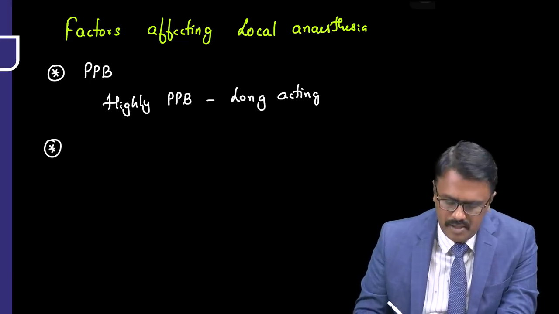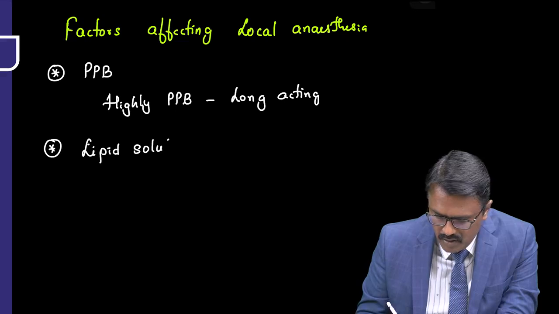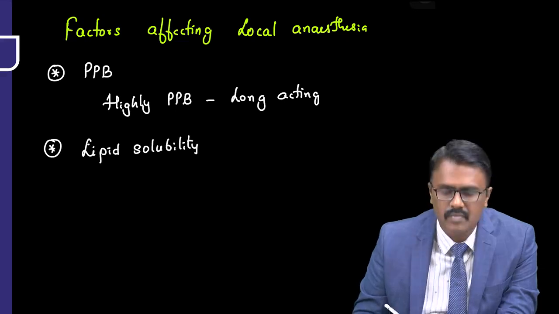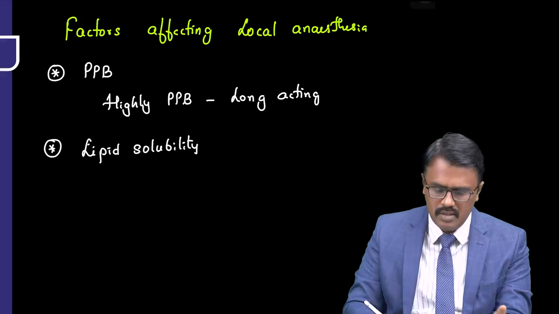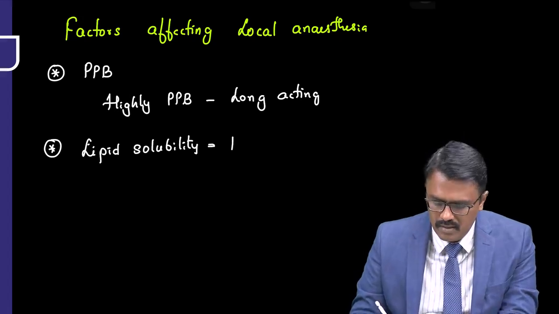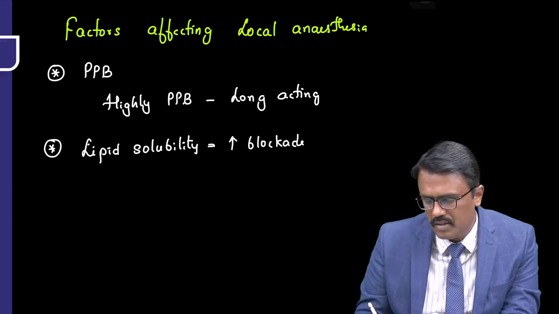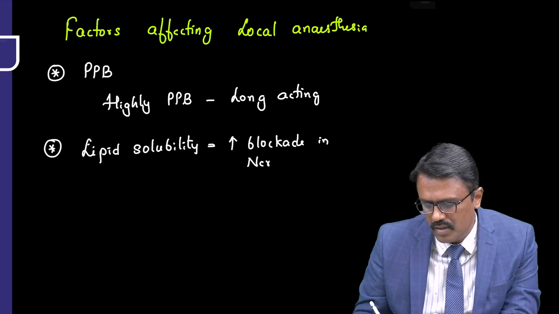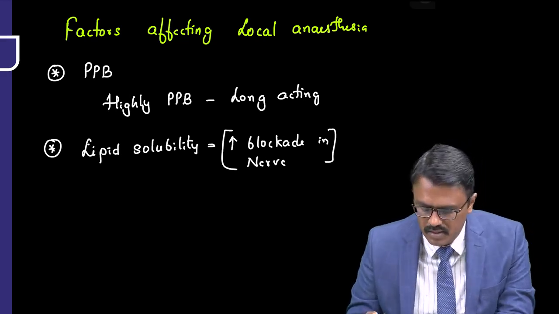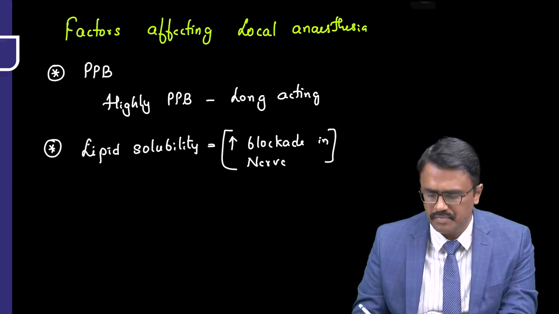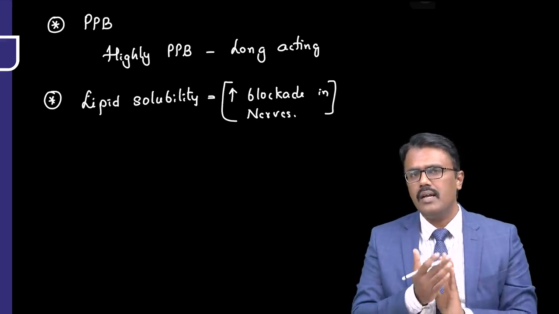Second is lipid solubility. Obviously, because the axonal membrane is made up of the lipid myelin. So if the drugs are more lipid soluble, they increase the blockade in the nerve. So lipid soluble means more nerve blockade, and conduction can be blocked easily.